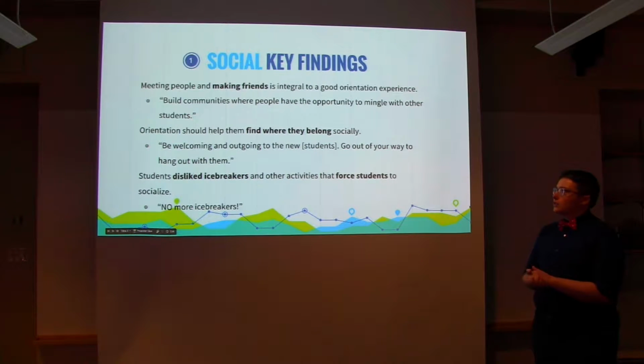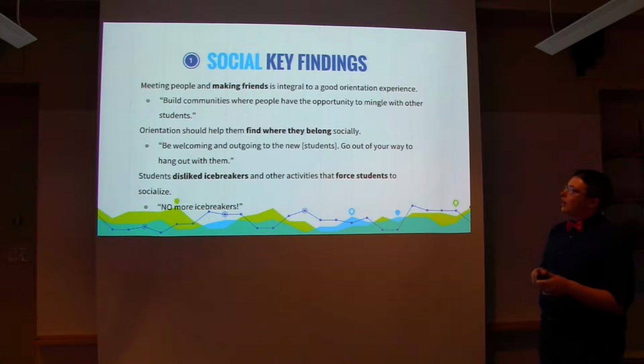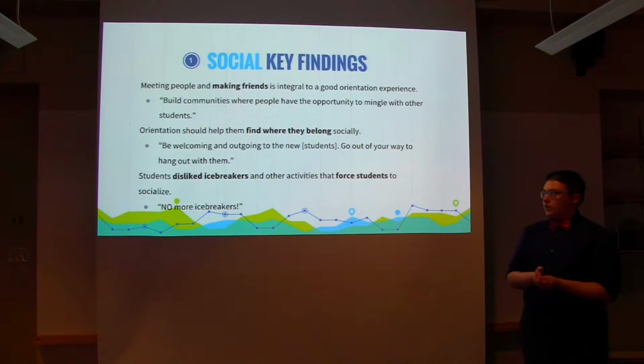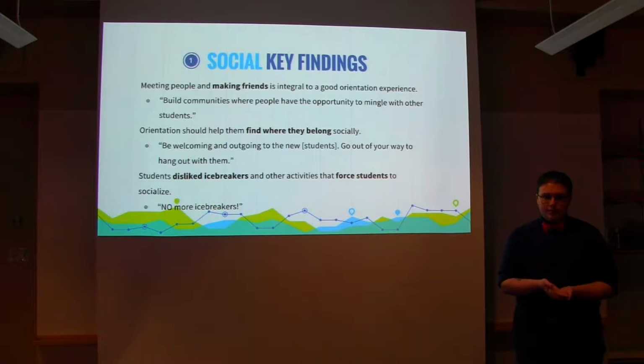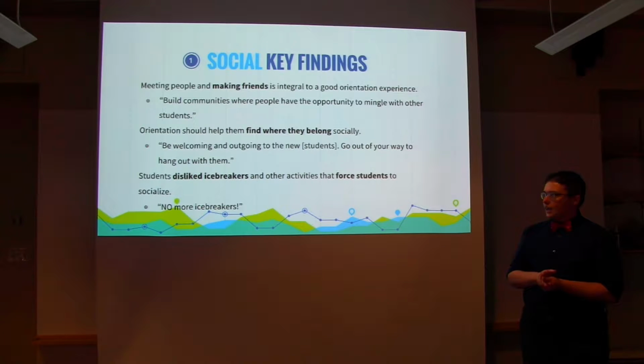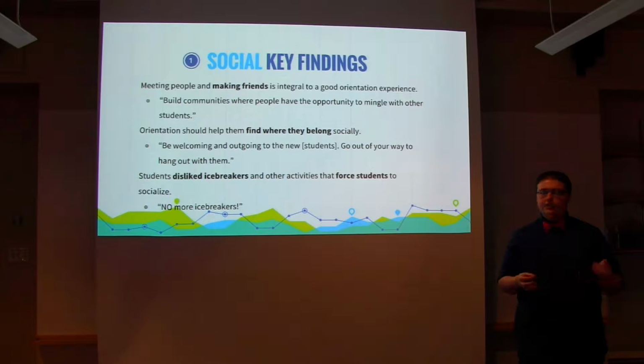This first main group is social key findings. Some of the things related to social key findings are meeting people and making friends is integral to a good orientation experience. People also said that orientation should help them find where they belong socially on campus, which includes student organizations and clubs and things like that. And students also disliked icebreakers and activities that force them to interact. So they want to make friends, but they want it to be a natural experience.